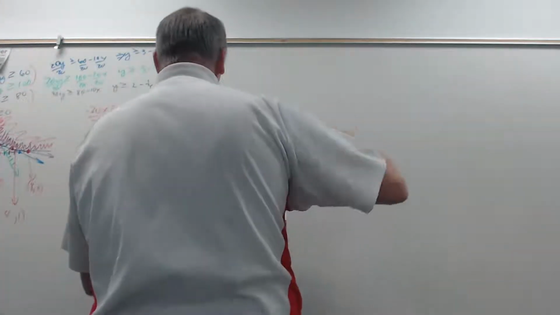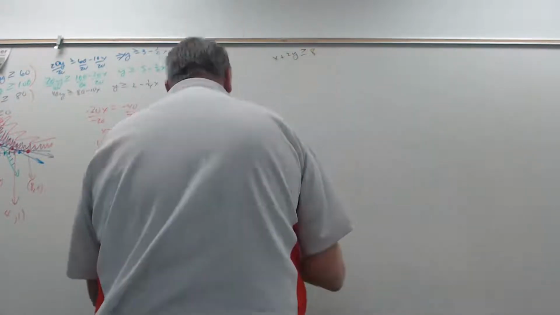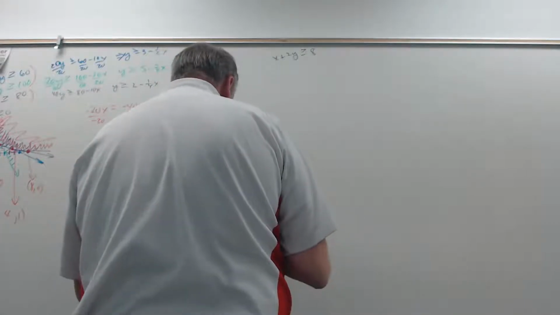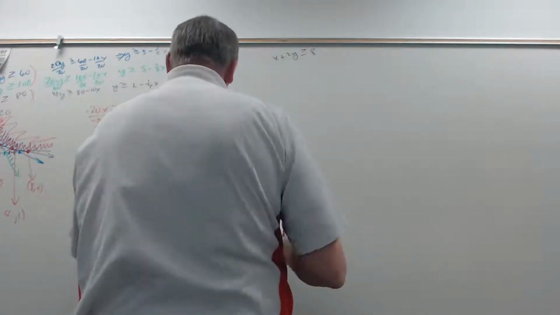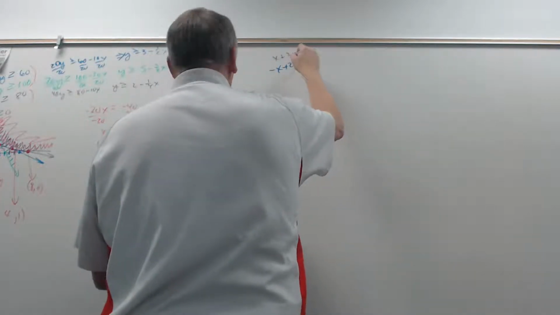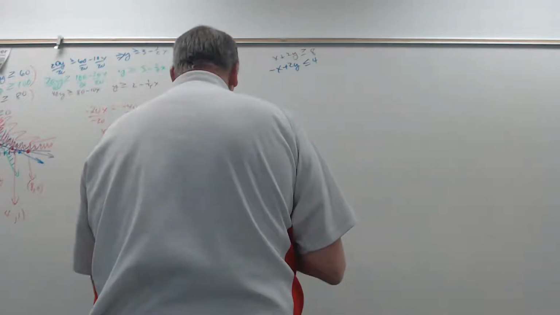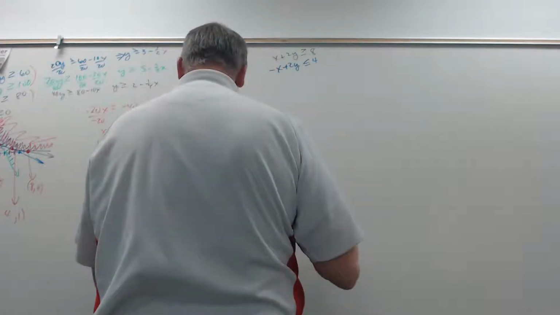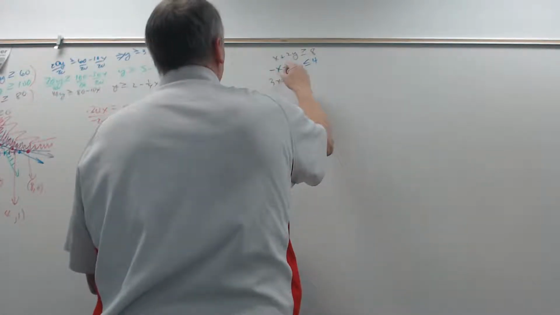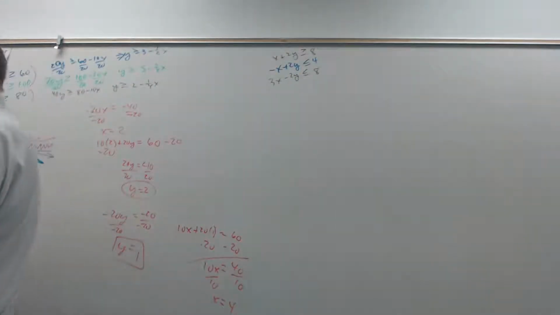Let's see here, x plus 2y greater than or equal to 8. Negative x plus 2y less than or equal to 4. And 3x minus 2y less than or equal to 8. So same thing. Let's turn these lights off, and it must be your turn.